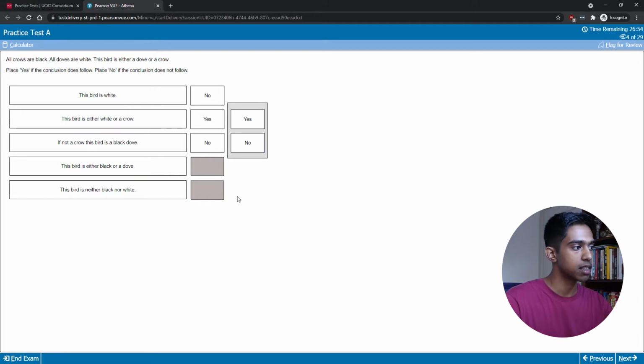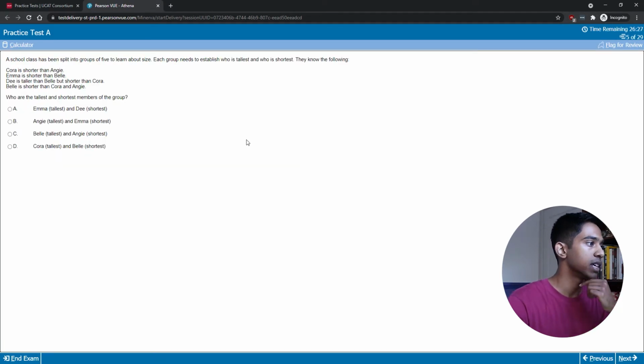This bird is either black or a dove. Yes, that would be true. This bird is neither black nor white. This one's pretty hard to understand. So this one would be no, because it has to be either black or white.